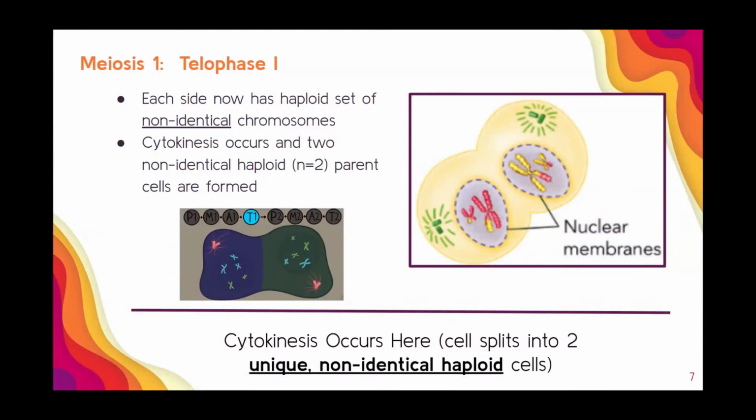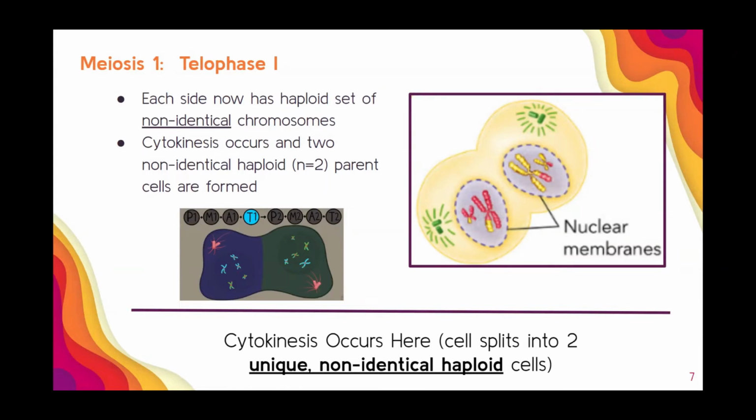Okay, telophase 1, the very last phase of meiosis 1. Each side now has a haploid set of non-identical chromosomes. Remember, we're no longer dealing with identical because of crossing over and independent assortment. So we're now dealing with unique, non-identical. Cytokinesis is going to occur towards the tail end of this.